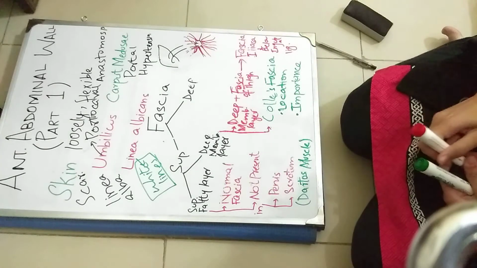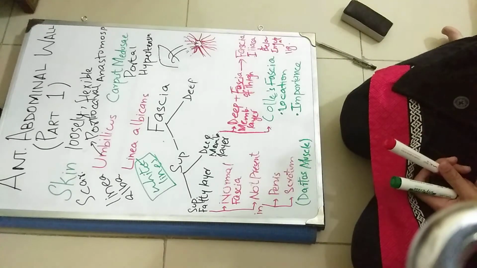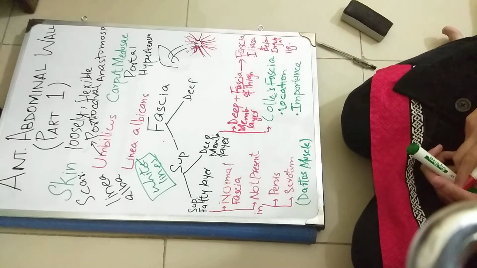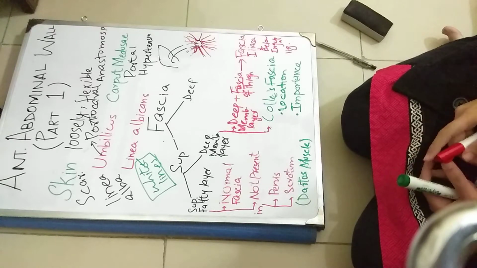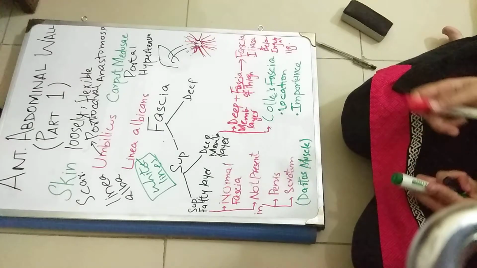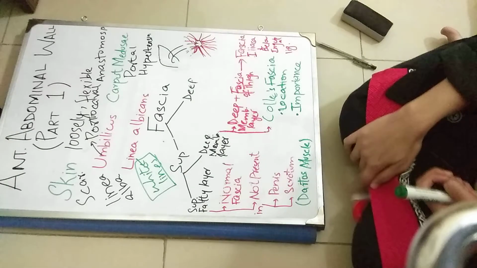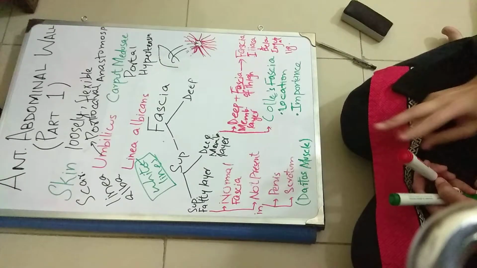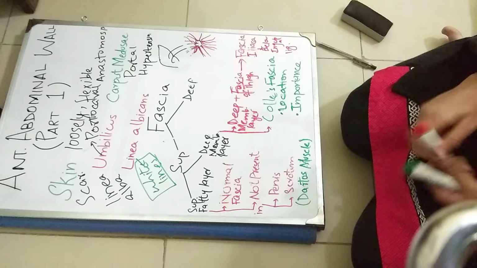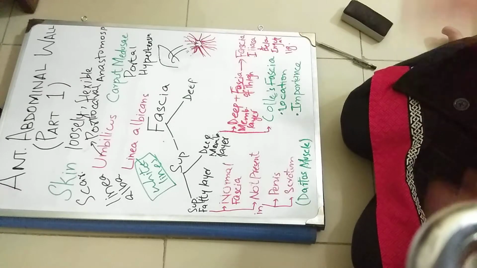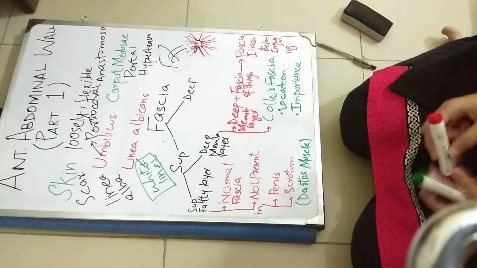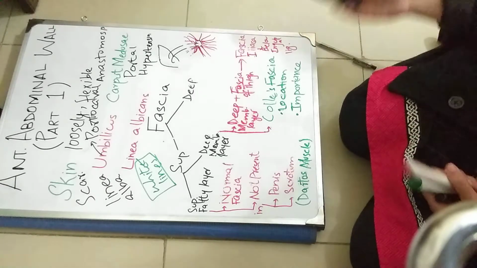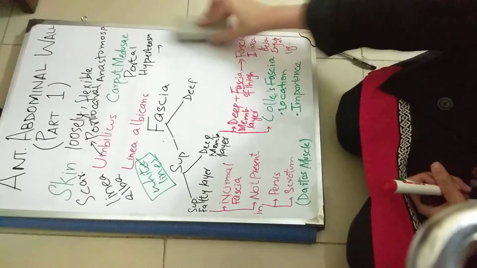It is very important, and it is also asked in viva questions: what is Colles fascia? Colles fascia is the fascia which lines the perineum. And where is the perineum? The perineum is the area between the two pelvic bones, and the fascia which lines the perineum is called the Colles fascia. Its importance I'll discuss now.